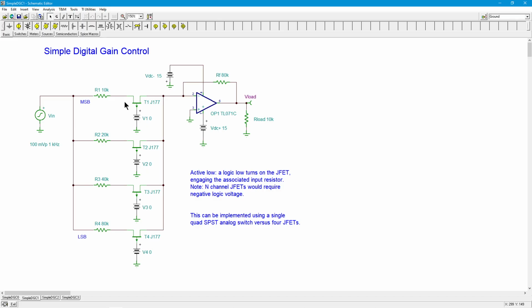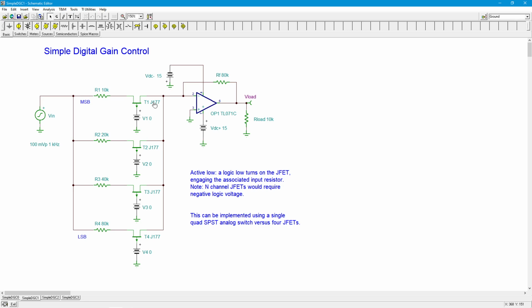Could you use bipolar transistors? Well, yes, but if you try it, you'll find out that you're going to have some issues with DC offset. That's going to be exacerbated. So this is, like I said, a sort of a good starting point.